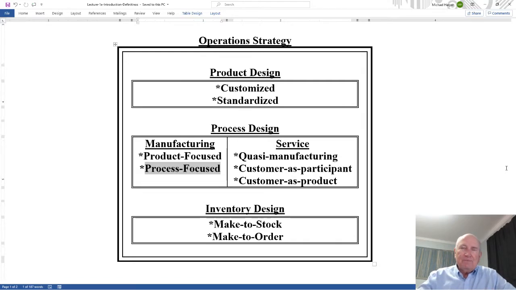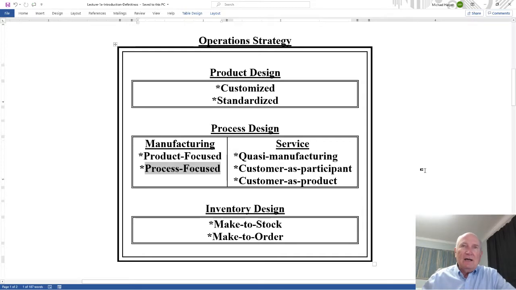When the truck comes into the motor pool and it needs a brake job, you go to the brake department. When it needs a tune-up, it goes to the tune-up department. Universities usually are based on a process-focused design, where if you need to pay your bill, you go to the bursar's office. If you need to schedule something, you go to a registrar.